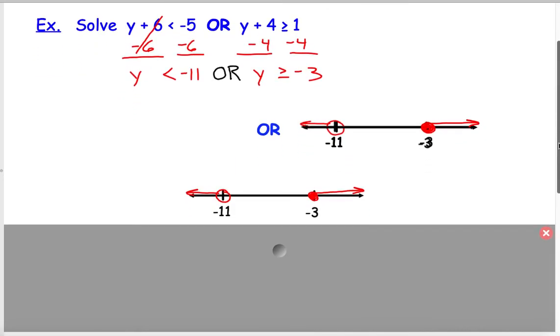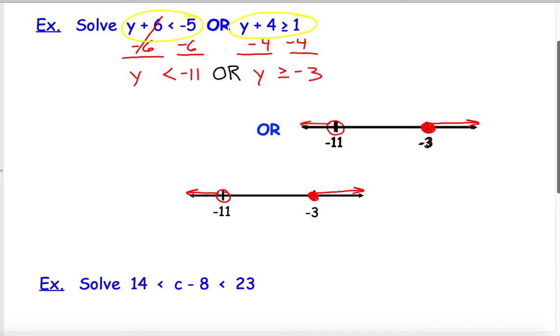Remember with an or, at least one of, let me circle them, at least one of these two statements has to be true when you plug in a number for y. They don't both have to be true. They could both be true. In this case, that's going to be impossible. But sometimes you could get it where both will be true for a certain value of y. But at least one of them has to be true.